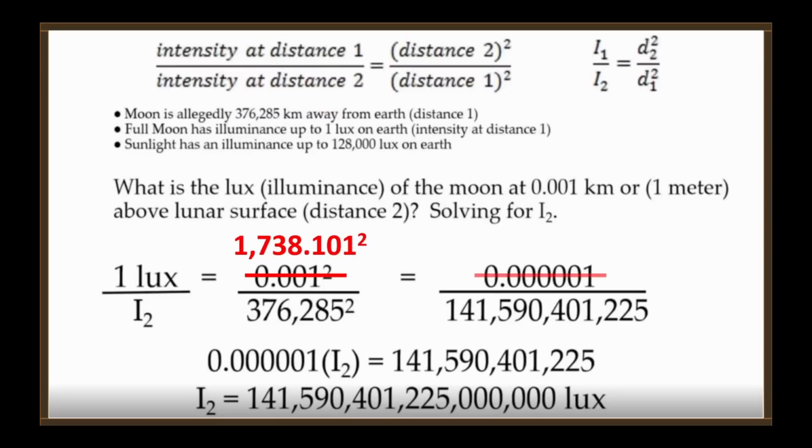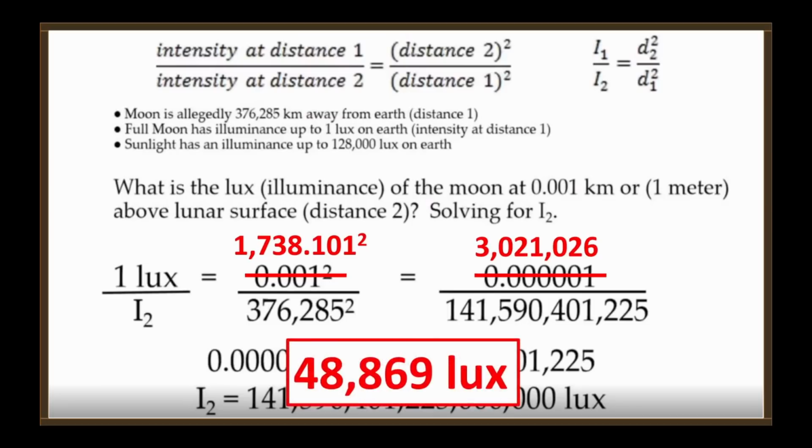I'm not going to do the rest of this math. I'll just give you the number. And it is not 141 quadrillion lux. It would have been 48,869 lux had you used the correct figure for the distance of the moon's surface from the point source. I'll do the correct calculation for you in a few minutes. You'll be surprised at how close it comes to the 128,000 lux you're talking about here on Earth.